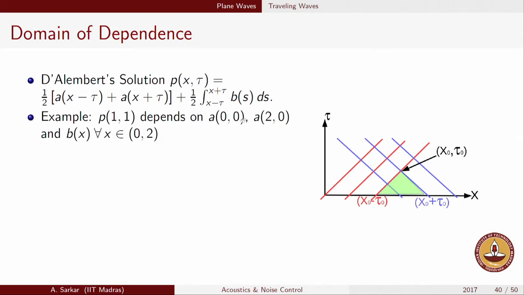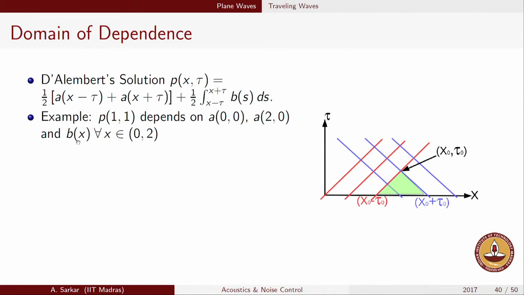So, that is the concept of dependence. Just as an example, P(1,1) depends on A0, I should have said A0 and A2, because A depends upon only one argument. So, the solution at (1,1) depends on A0, I will correct this to A0 and A2, that is these two extreme points.